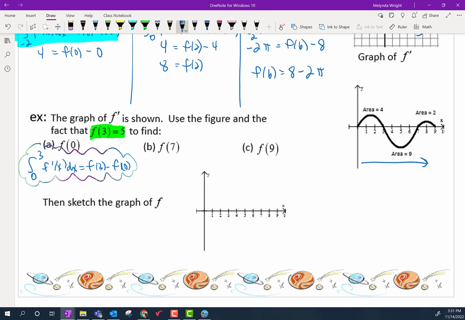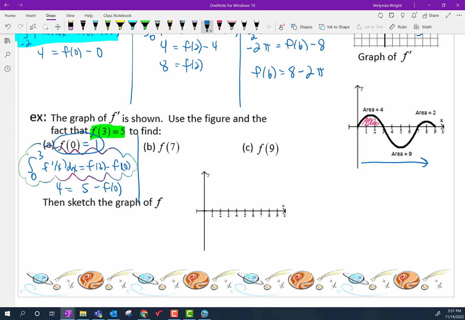And now we're going to do our calculations. So 0 to 3 is this bit of area in here. We're told that that's 4. So 4 equals f of 3, which we know is 5, minus f of 0. So we solve for f of 0 and we get 1. So f of 0 is 1.